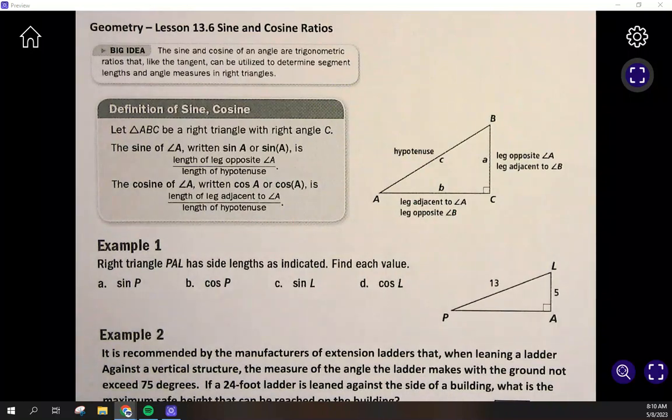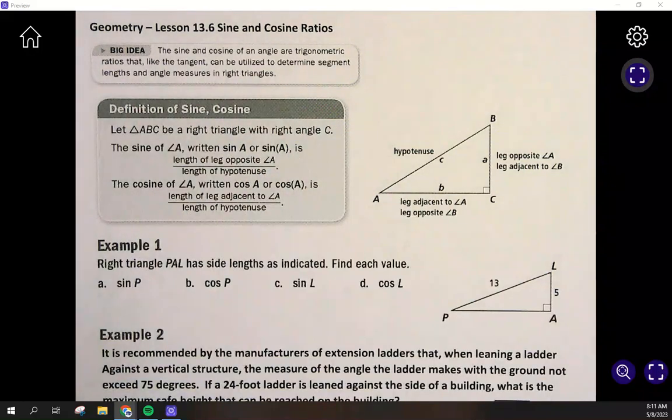This is geometry lesson 13.6, sine and cosine ratios. So we just finished 13.5, which looked at the tangent ratio, which was opposite over adjacent. And now we're going to look at the sine and cosine ratios of right triangles.